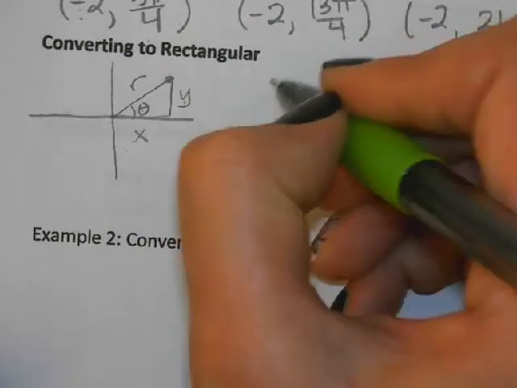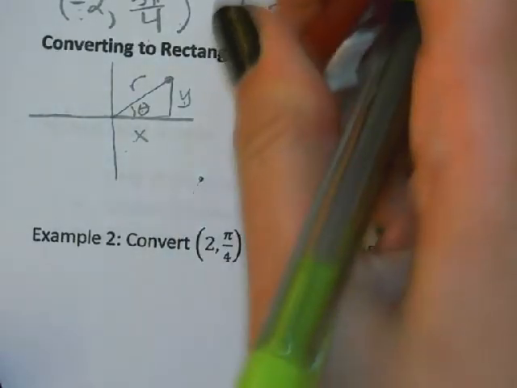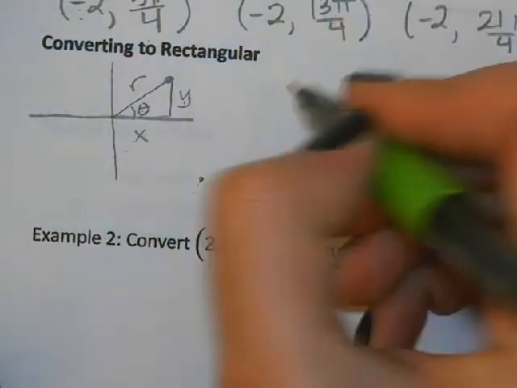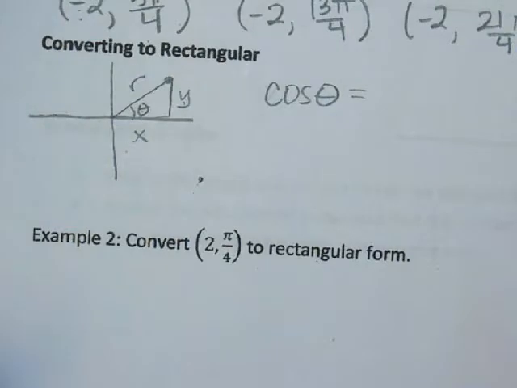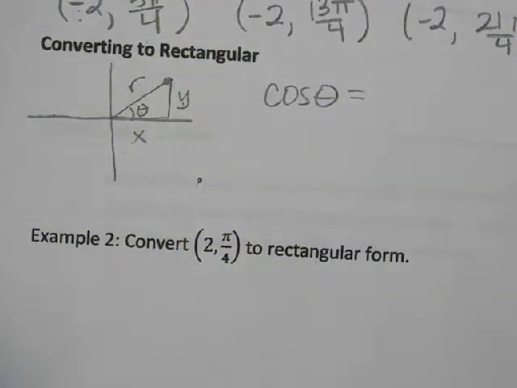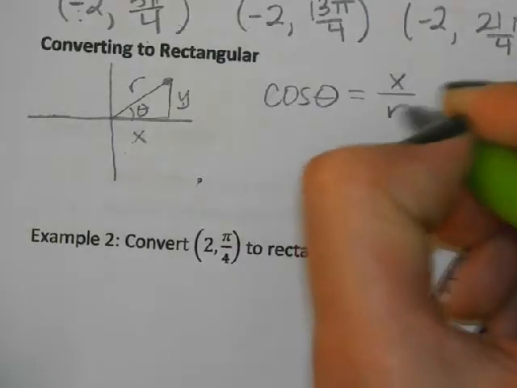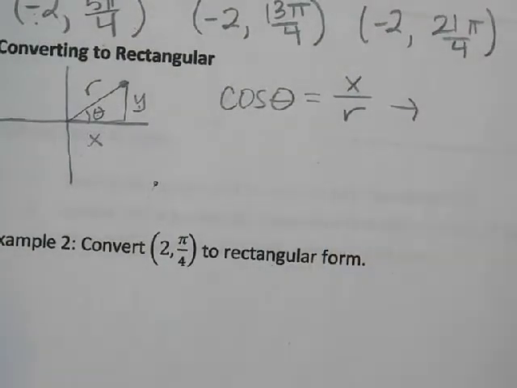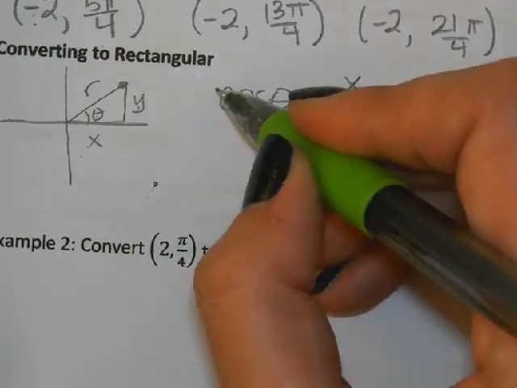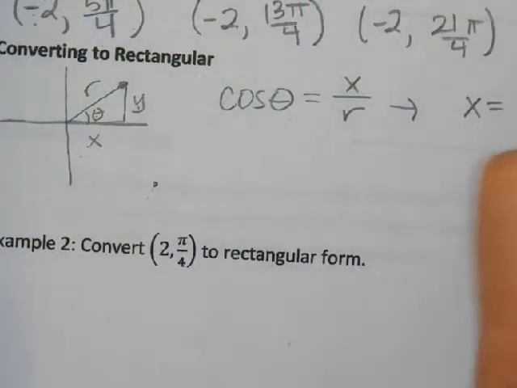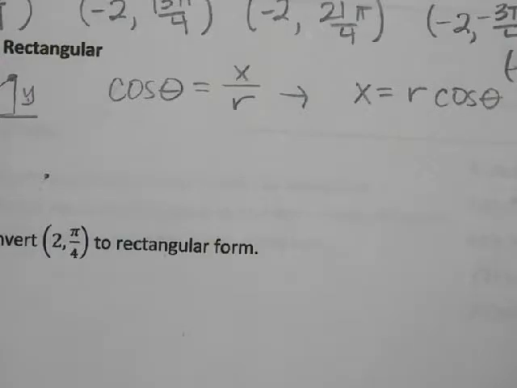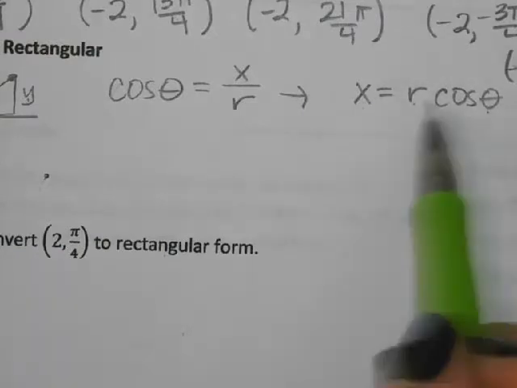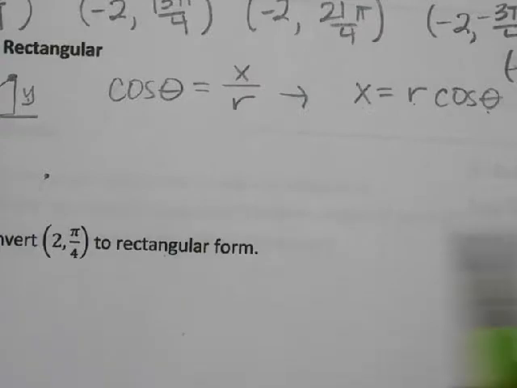So converting to rectangular form, I'm going to use what I know about triangles. I'm going to say that cos of the angle is what? X over r, so adjacent over hypotenuse, right? And if I wanted to solve for x, how could I do that? Multiply the r over to the other side. Okay. So x equals r times cos theta. So if we are given the radius and the angle, we can find the x coordinate of the point just by plugging those two things in.